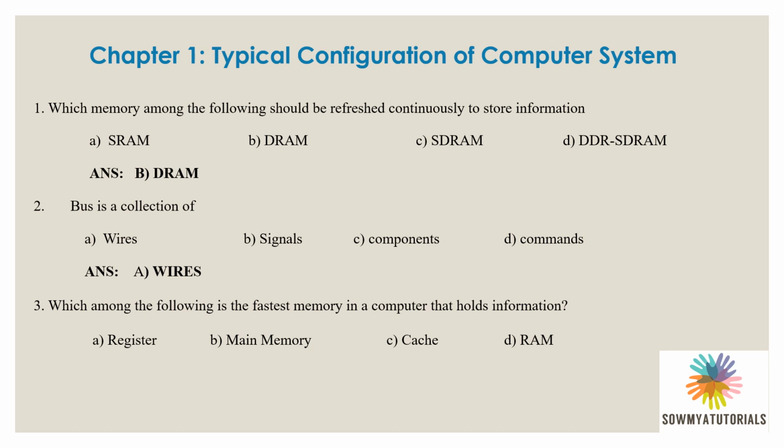The last option is RAM. RAM stands for random access memory. It is essential short-term memory where the data is stored as the processor needs it. This is called the RAM. So out of these options, the correct answer is cache memory. What is cache memory? The cache memory is the fastest memory, a high-speed memory in a computer that holds the information, so cache memory is the correct option out of these.